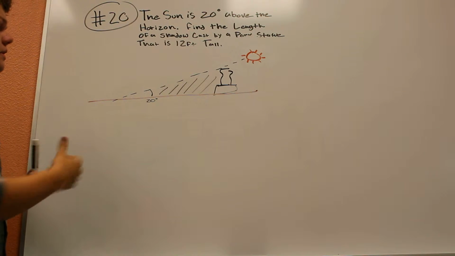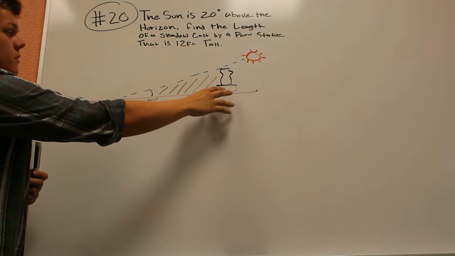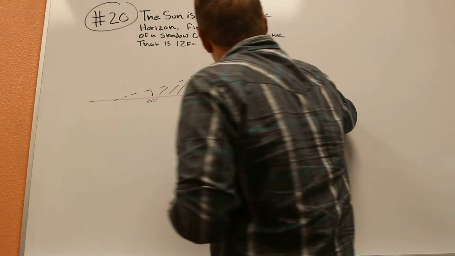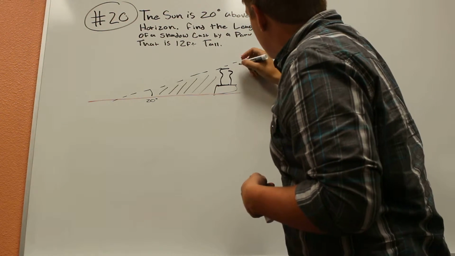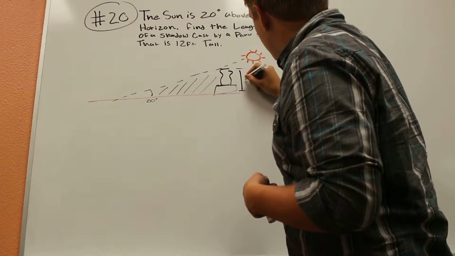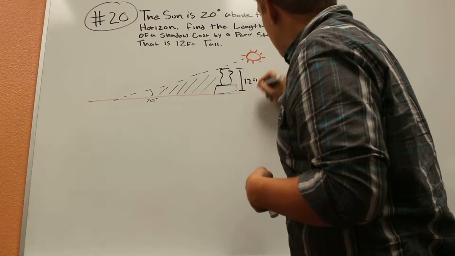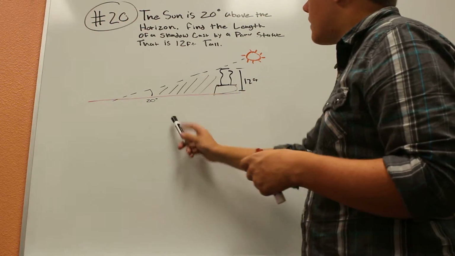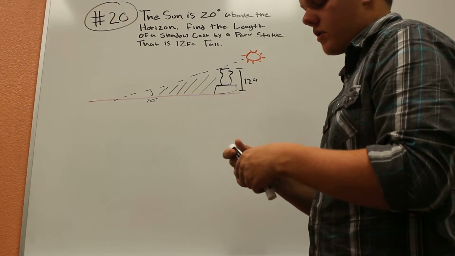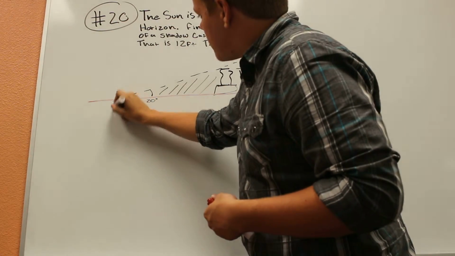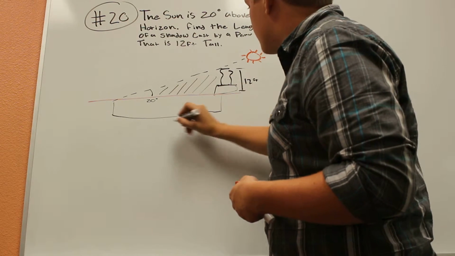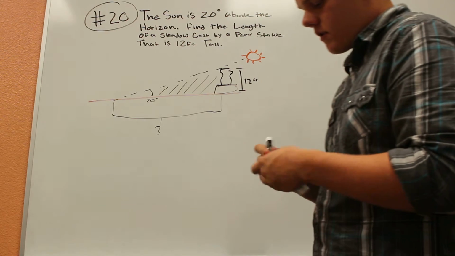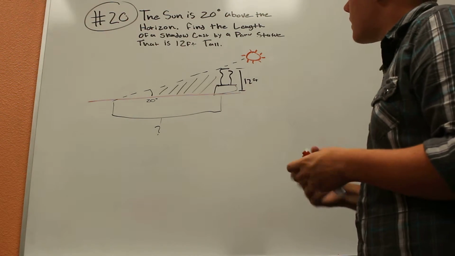Another thing that we do know is the height of the statue. So if we come over here, what we do know is this number here, which is 12 feet. All right? And the one that we're left trying to figure out is the length of our shadow. So that is this value here. And that I'm going to represent with a question mark. So I'm trying to figure out what it is.